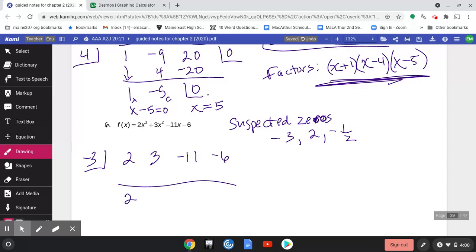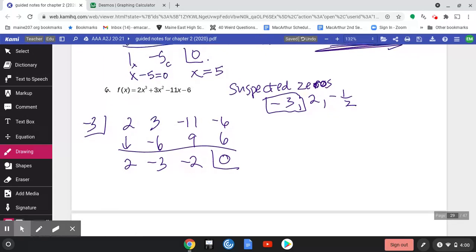-3 times 2 is a -6. Just run my arrow there. It's a -3. -3 times -3 would be a +9. And add, I get a -2. -3 times -2 is a +6. And I add, and I get a 0. That's good. That's what I wanted. I just showed that -3 is in fact a 0.